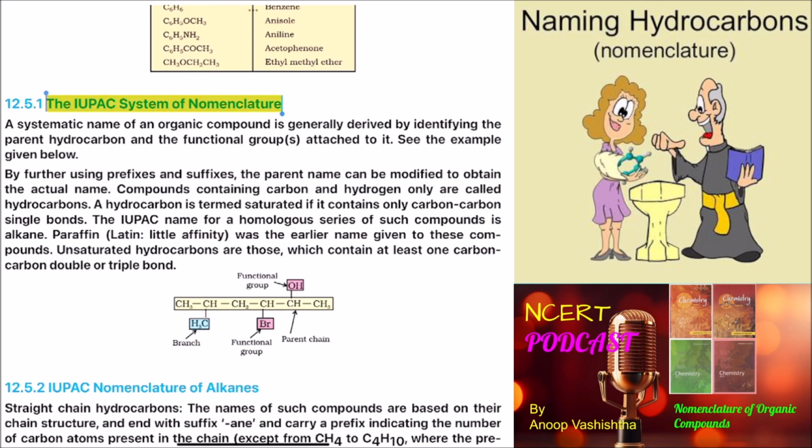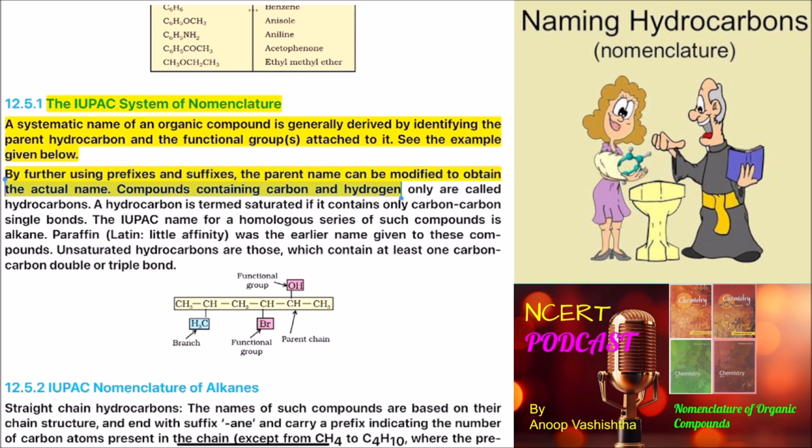The IUPAC system of nomenclature. A systematic name of an organic compound is generally derived by identifying the parent hydrocarbon and the functional groups attached to it. See the example given below. By further using prefixes and suffixes, the parent name can be modified to obtain the actual name.